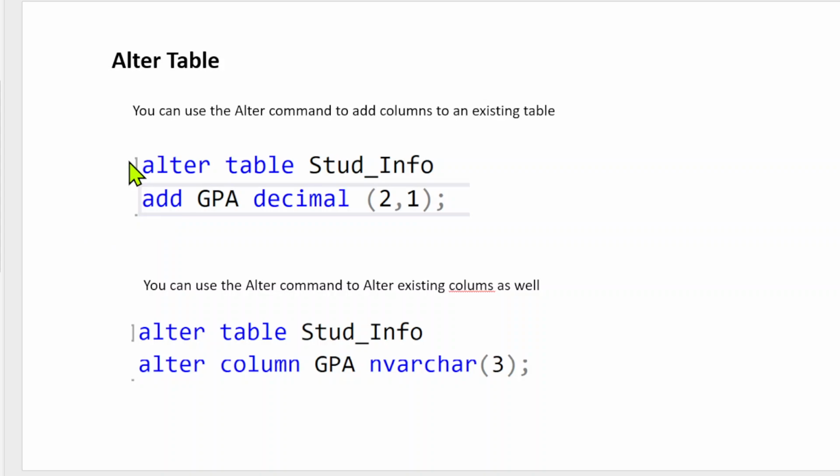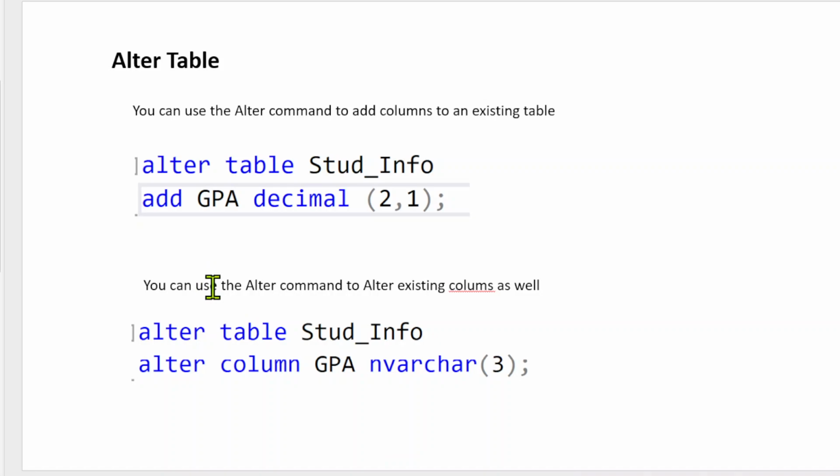Now you can alter tables. After you've created a table, if you want to add a column you forgot to add, all you gotta do is use the alter command. So it's alter table student info, and it says add. And notice I don't use the word column. I just write the name of the column, GPA, and then I'm gonna give it a decimal.